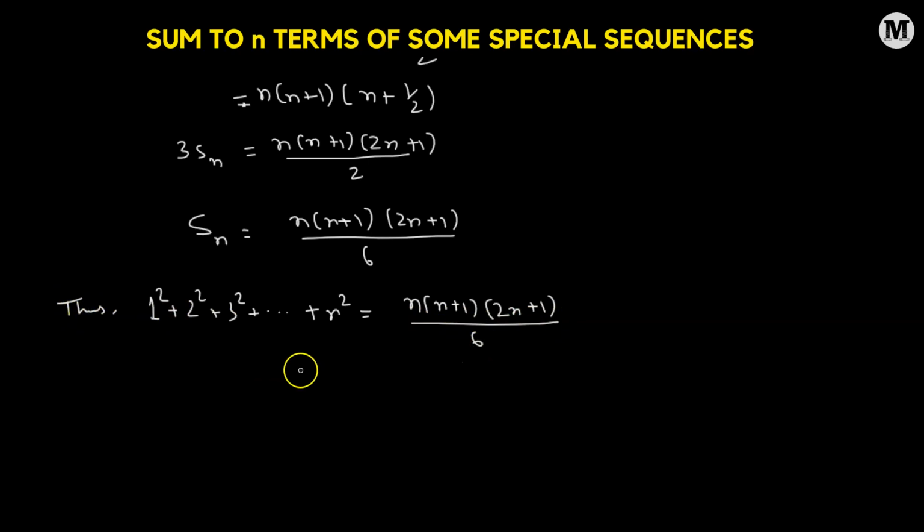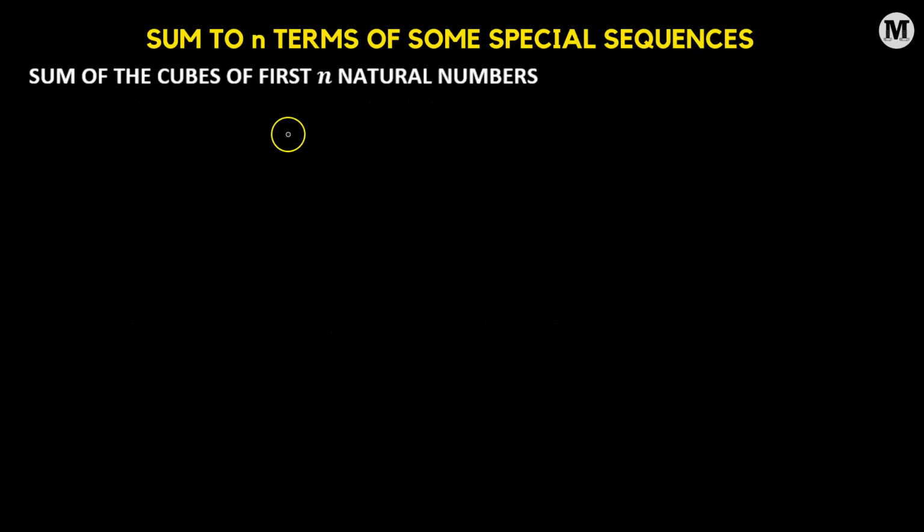Okay, so next we will move on to the sum of the cubes of the first n natural numbers. So to find the sum of the cubes of the first n natural numbers, we'll first assume Sn represents the sum of the cubes of the first n natural numbers. That means we have 1 cube plus 2 cube plus 3 cube all the way up to the last term, which is n, and we're going to cube that value.